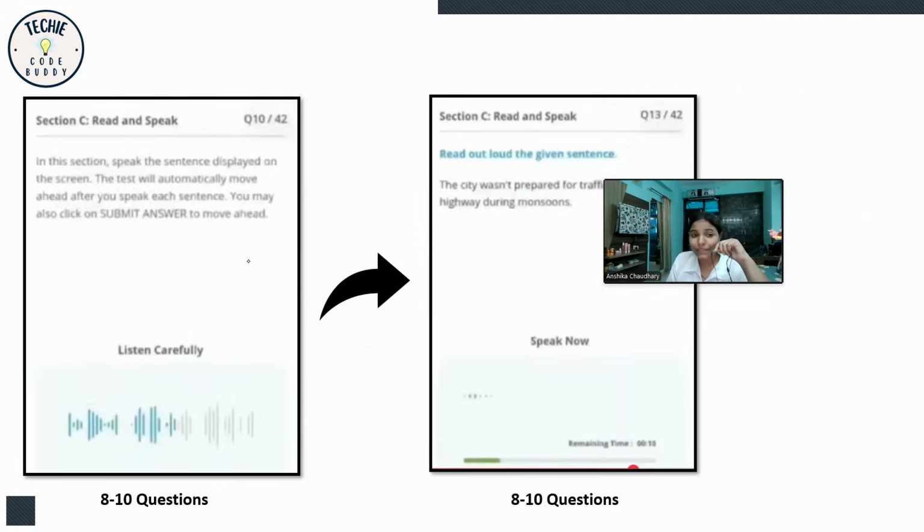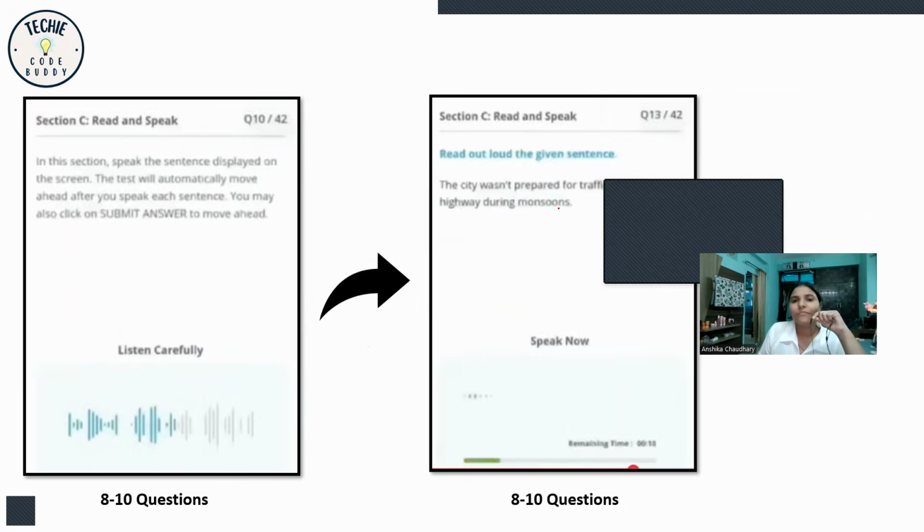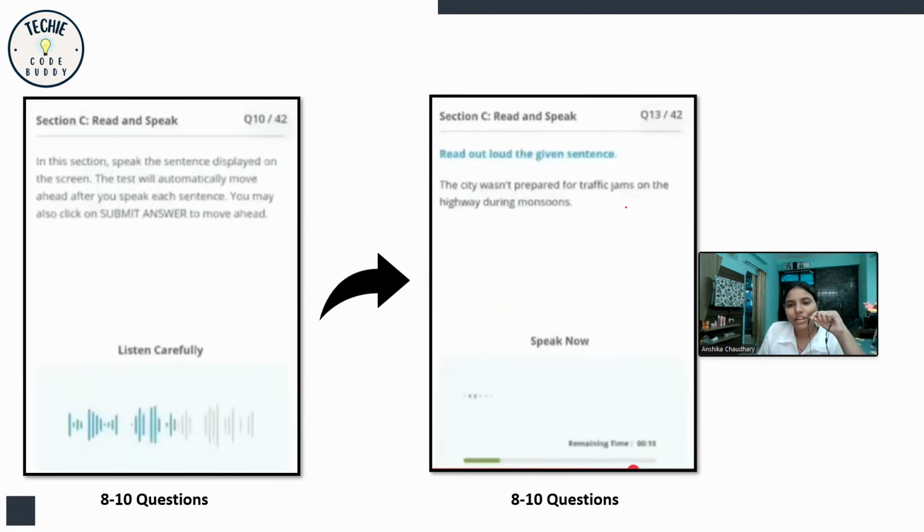Now, the next section is read and speak. In this section, speak the sentence displayed on the screen. There will be a sentence displayed on your screen and you just need to read and speak that. So this is something you can see: The city wasn't prepared for traffic jams on the highway during monsoons.